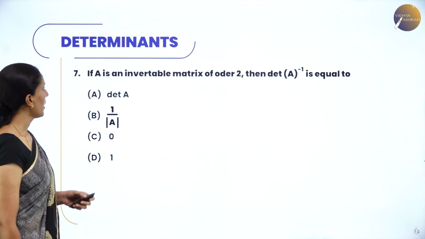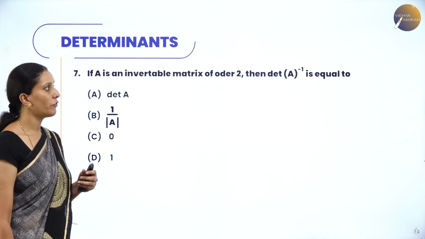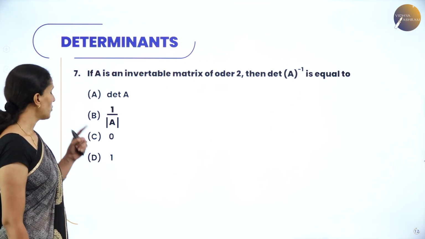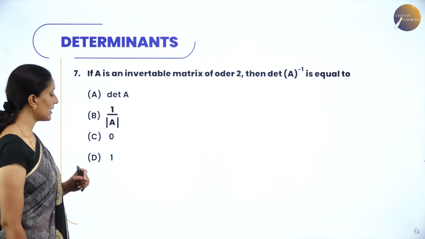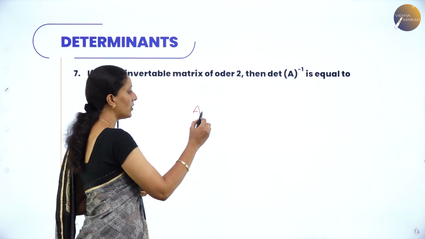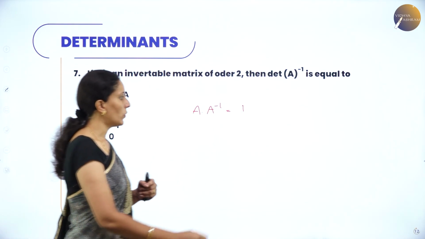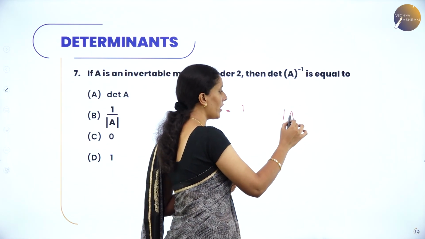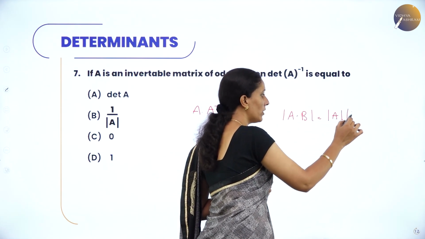Next question. If A is an invertible matrix of order 2, then the determinant of A inverse is equal to. So we have options: determinant A, 1 over determinant A, 0 or 1. We know that A into A inverse is equal to I. And also we know that the determinant of A into B can be written as the product of determinant A into determinant B.